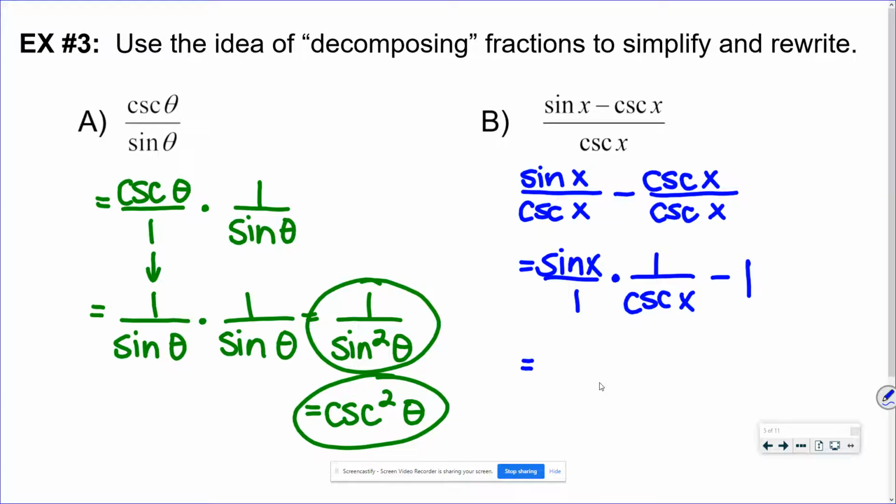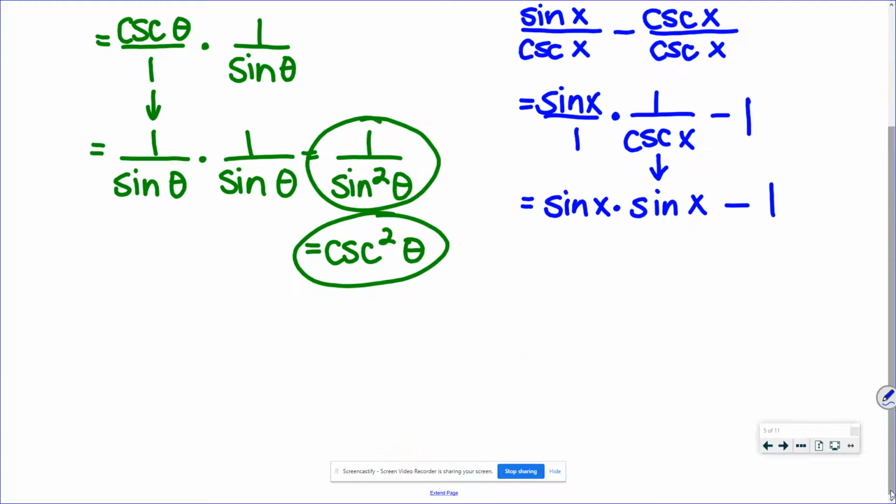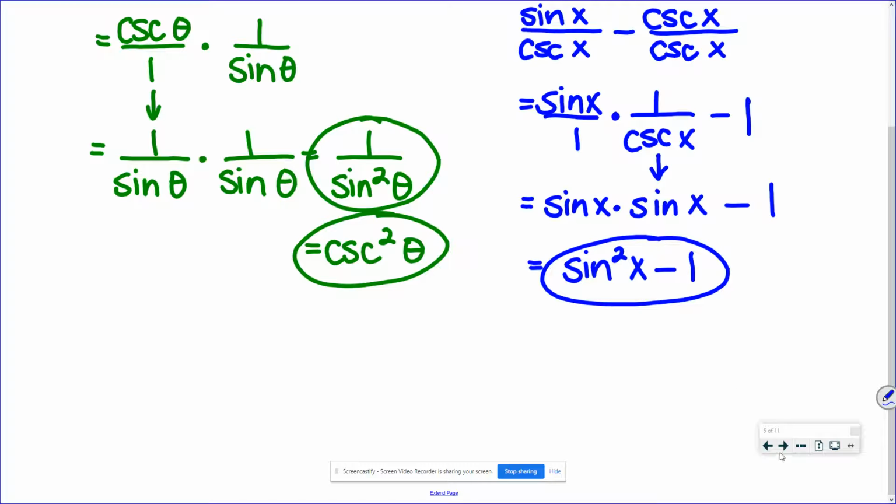All right, from this point, we're going to look at ways we could rewrite this fraction. So you can do it a couple different ways. But probably the easiest way would be to look at 1 over cosecant and remember that that is equal to sine. So I end up with sine x times sine x. And when you end up with something times itself, that usually equals that thing squared. So we would call this sine squared minus 1. This answer would be perfectly fine.